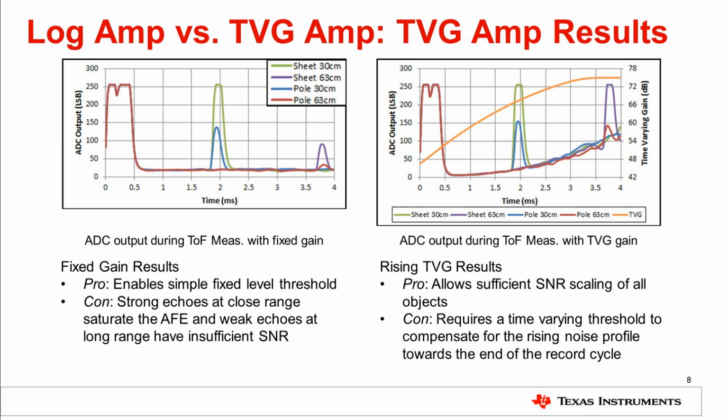In summary, the log amp simplifies the system design by offering use of a fixed threshold level and automatic amplitude scaling independent of distance and object shape. Use a log amp when your system needs to detect a variety of or unknown target types, and use a time-varying gain for a group of predetermined or verified target types.